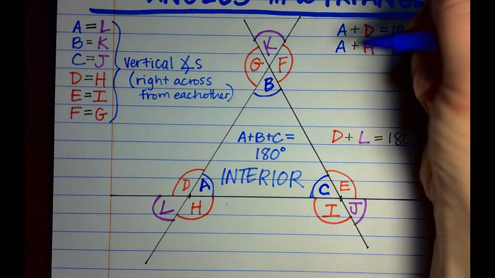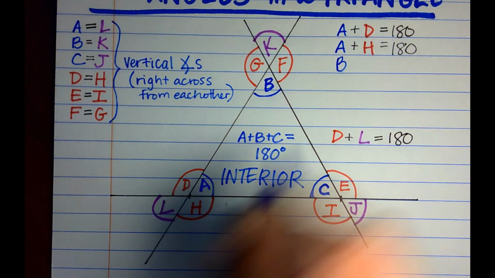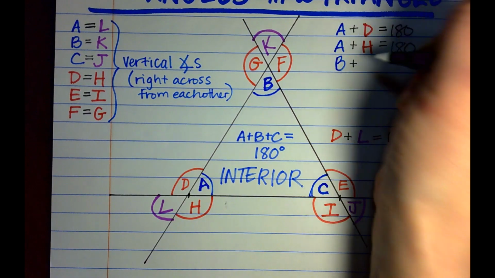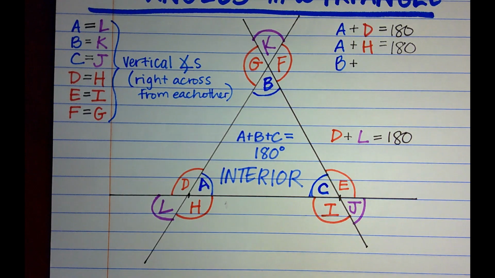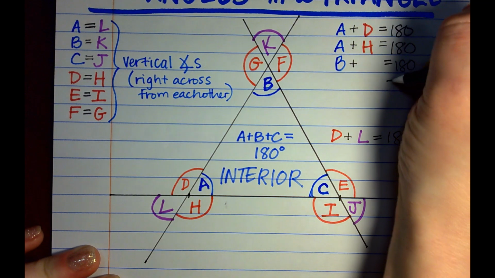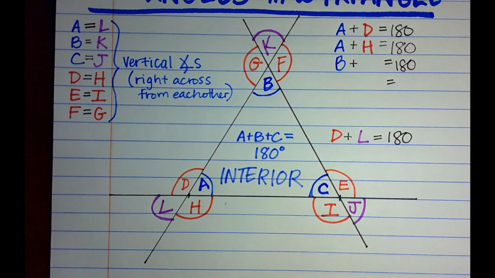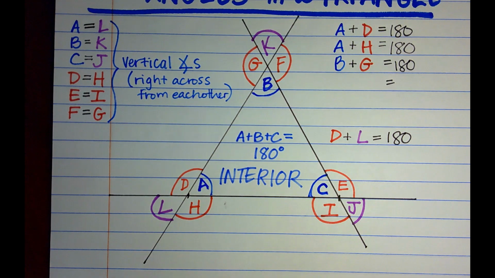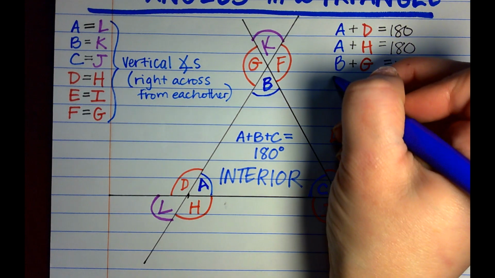Put a B, angle B at the very top of my triangle. What can I add B with to make 180? Well, B and G. Yes. Can I do anything else with B? B and F. Good.